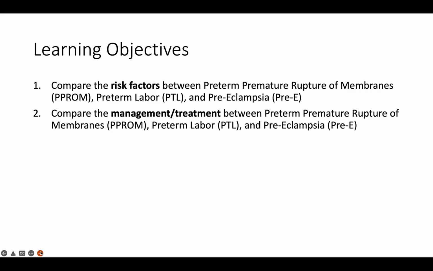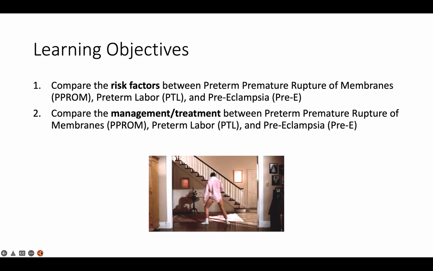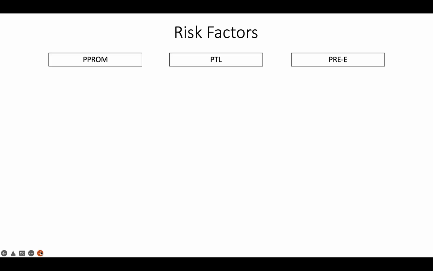Our learning objectives for this video include to compare the risk factors between preterm premature rupture of membranes, PPROM, preterm labor, PTL, and preeclampsia, PRE-E. We are also going to compare the management and treatment between PPROM, PTL, and PRE-E. And just like Tom Cruise, we are going to cruise through this information. First up, the risk factors.